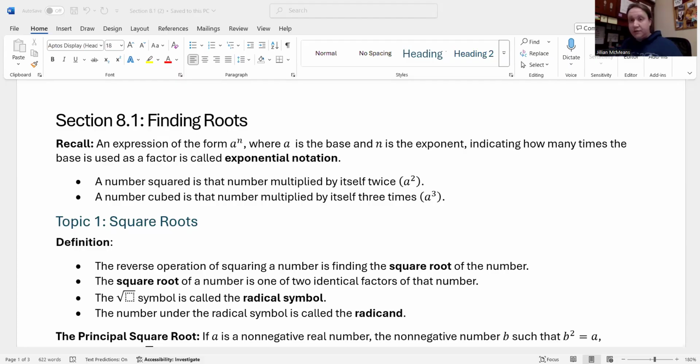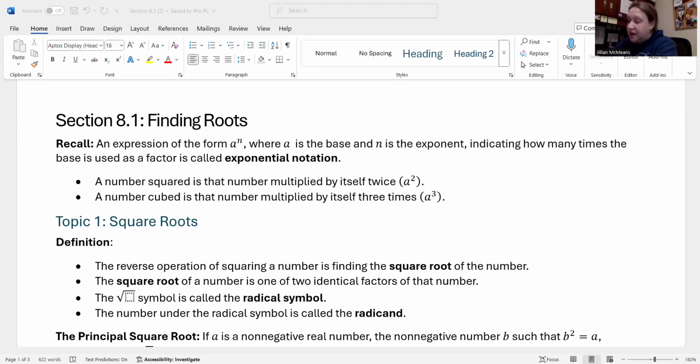So we do need a couple of definitions to set the stage, then we'll start talking about our square roots, and then potentially cubed roots, and then potentially higher roots, which we would call nth roots, okay? So first, we have the definition of exponential notation. Now, we've dealt with exponential notation, but we want to remind ourselves of the formal definition. So an expression of the form a to the n, where a is the base and n is the exponent, indicating how many times the base is used as a factor, is called exponential notation, okay?